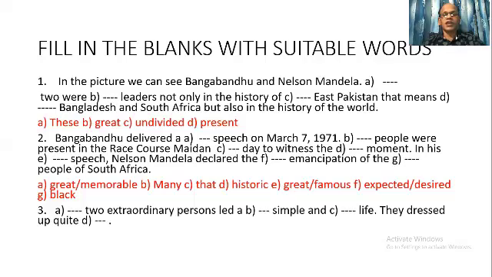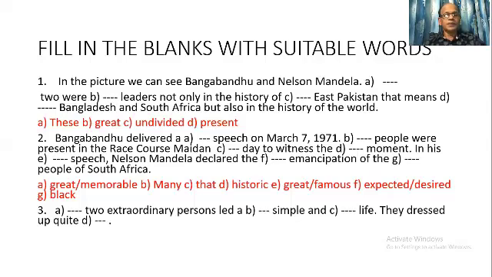Nelson Mandela declared the expected or desired emancipation. Expected or desired is an adjective here, a past participle adjective, of the black people of South Africa. Black is an adjective to describe the people. So again, I have used adjectives and some other words to fill the gaps.